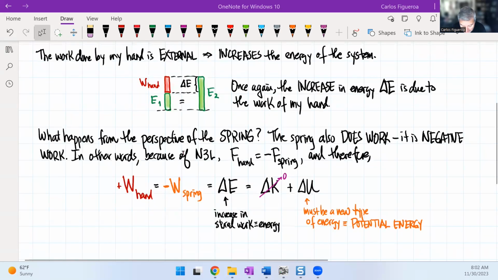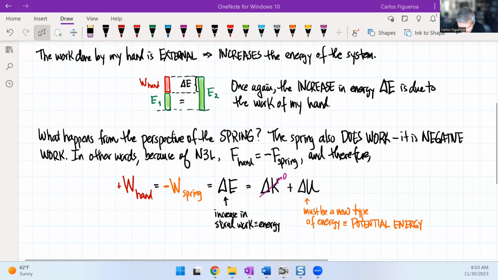So when I look at the spring, if I take the perspective of the spring, it does work, but it does negative work. And that's because of Newton's third law. Because the force of the hand is equal to negative of the force of the spring, then according to the work energy theorem, the work of the hand has to equal negative of the work of the spring. But that increased the energy of the mass spring system.